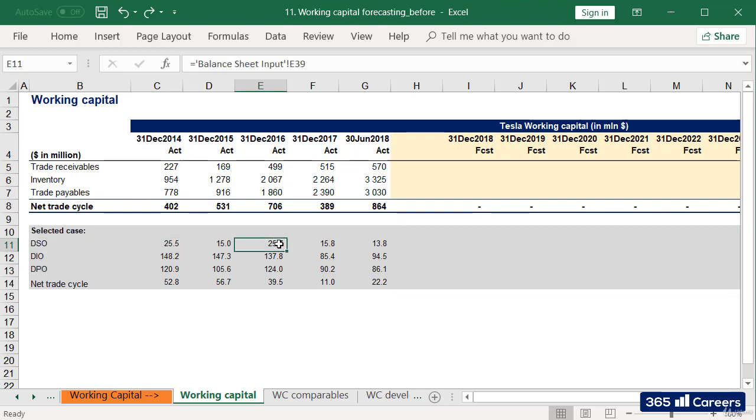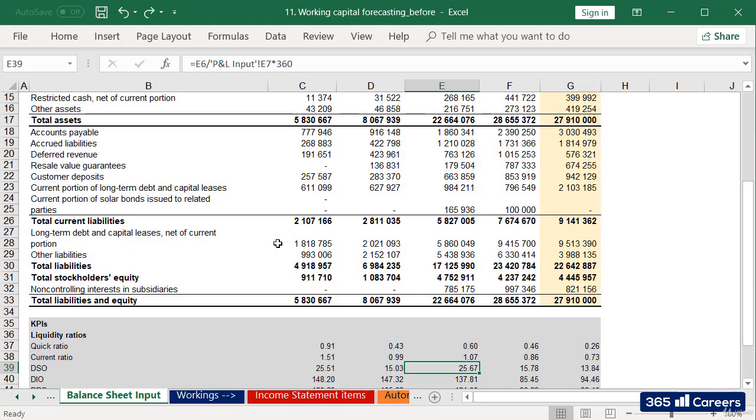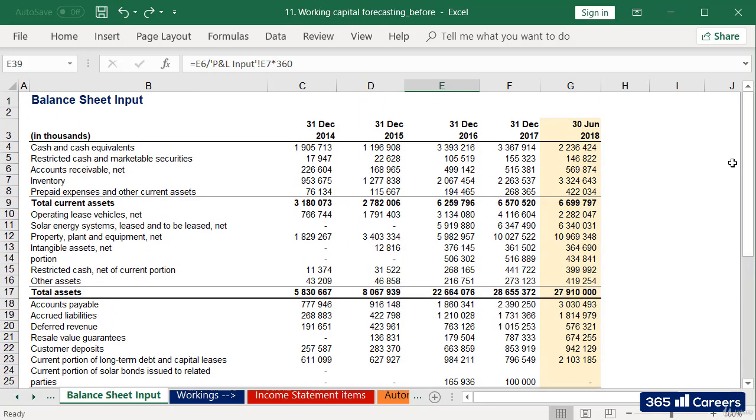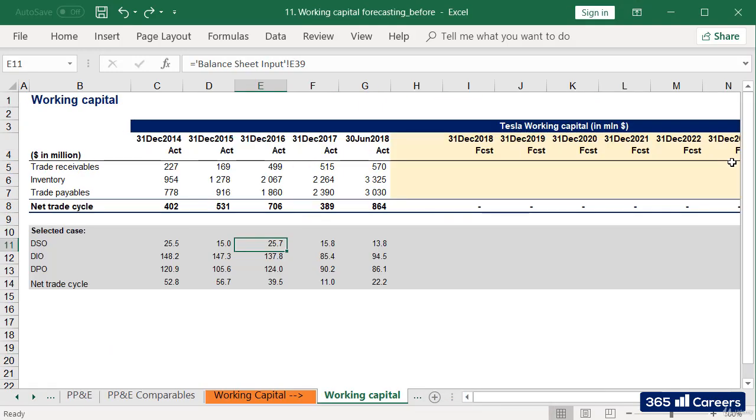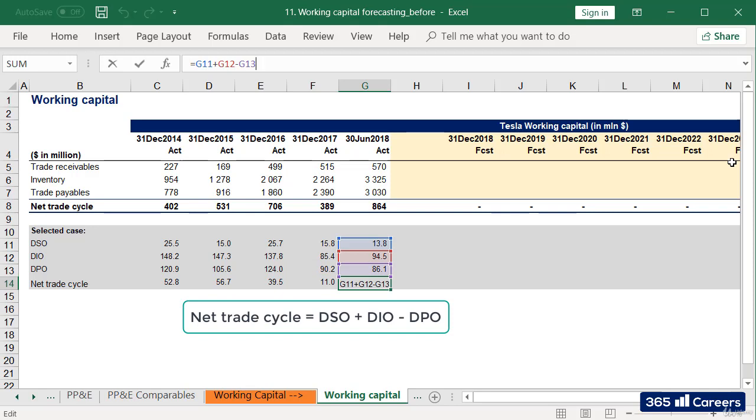Earlier in this case study, we calculated financial ratios and days for the historical period. These values have been linked to the working capital sheet you see here. In addition, this is where we have Tesla's historical DSO, DIO, and DPO figures. DSO plus DIO minus DPO gives us net trade cycle.